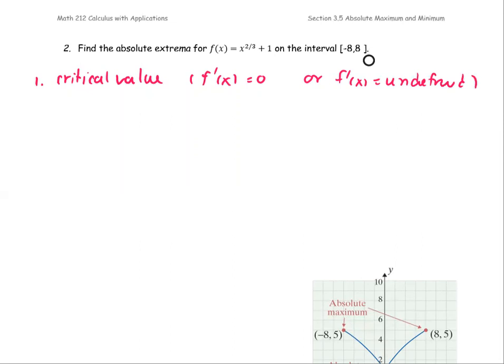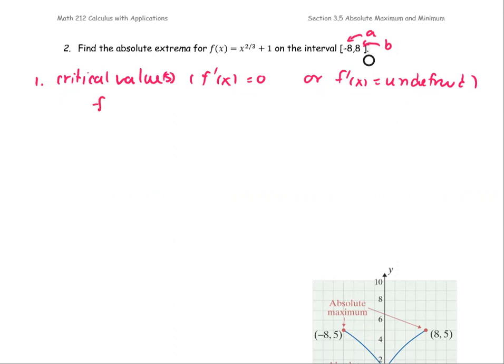And then step two, we're going to find the function value at the two endpoints. Our two endpoints are A equals -8 and B equals +8. We find all function values at A, B, and the critical numbers that we found in step one. And the last step, we're going to compare which number is the largest and which is smallest, to be the absolute maximum and absolute minimum values respectively. Let's start with finding the critical values. We might have more than one.